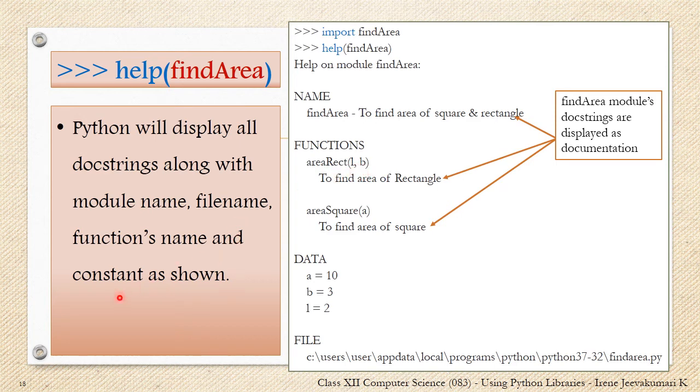And the next one is constants. Here the constants are available as data. The data available are A equal to 10, B equal to 3 and L equal to 2. So the help function provides all the details of docstrings, module name, file name, function names, and it also shows the constants of data available.